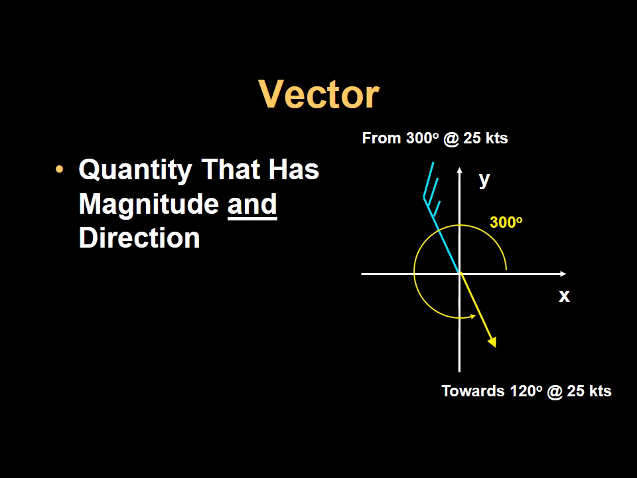And vectors are quantities that have magnitude and also have direction together. A good example of this would be wind. And we can plot wind as far as the direction it's coming from. It has a direction and also it has a magnitude. In this case, it's coming from 300 degrees at 25 knots. That's the magnitude. But whenever we plot vectors, we always plot vectors with respect to the direction they're going towards. And in this case, the wind is going towards 120 at 25 knots.